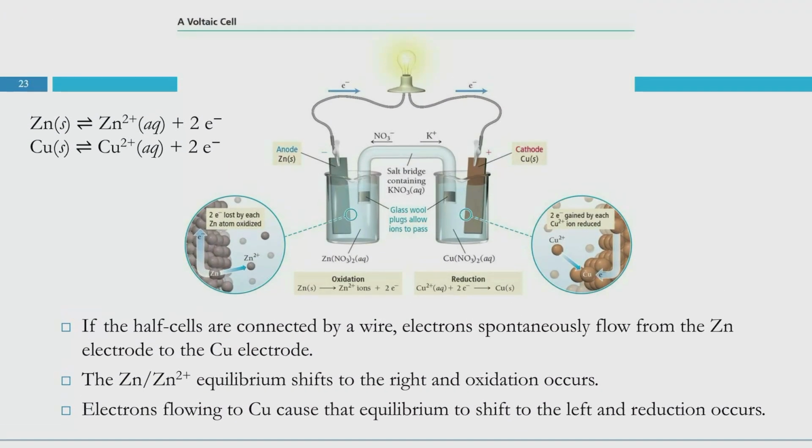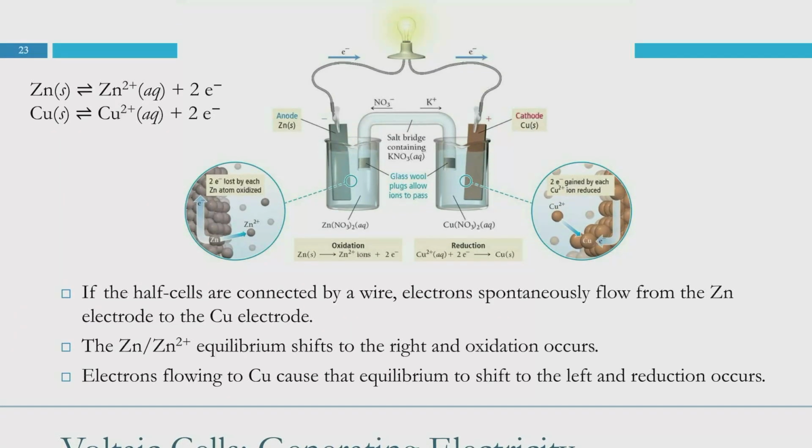So if we connect these half cells, again, the half cells being basically these half reactions, the zinc and zinc ion, the copper and the copper ion, we've got them in beakers here. So we've got our electrodes and we've got our solutions of the ions. If we connect these two half cells with a wire, then electrons will spontaneously flow from the zinc electrode to the copper electrode. Again, because of this tendency for the electrons to be lost by zinc and to be picked up by copper.